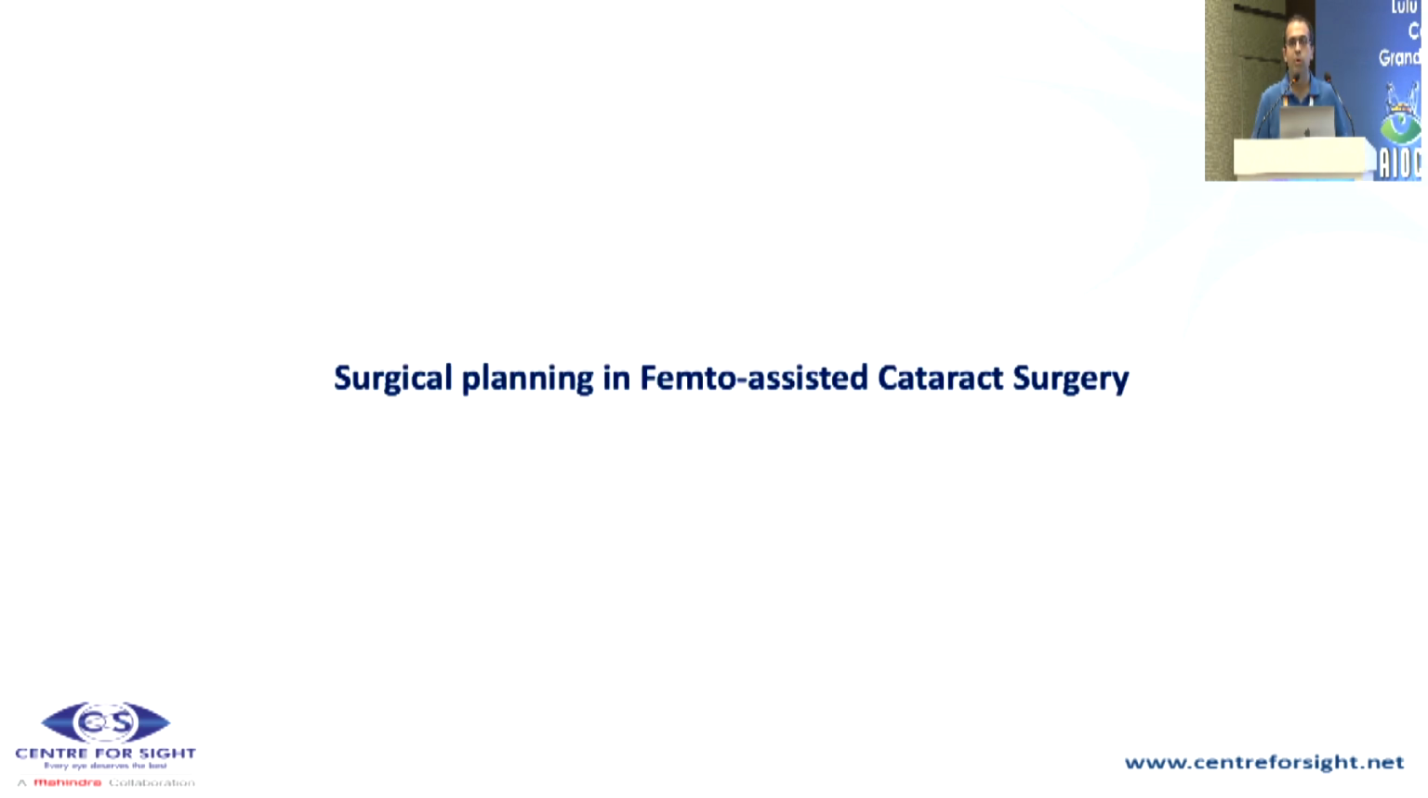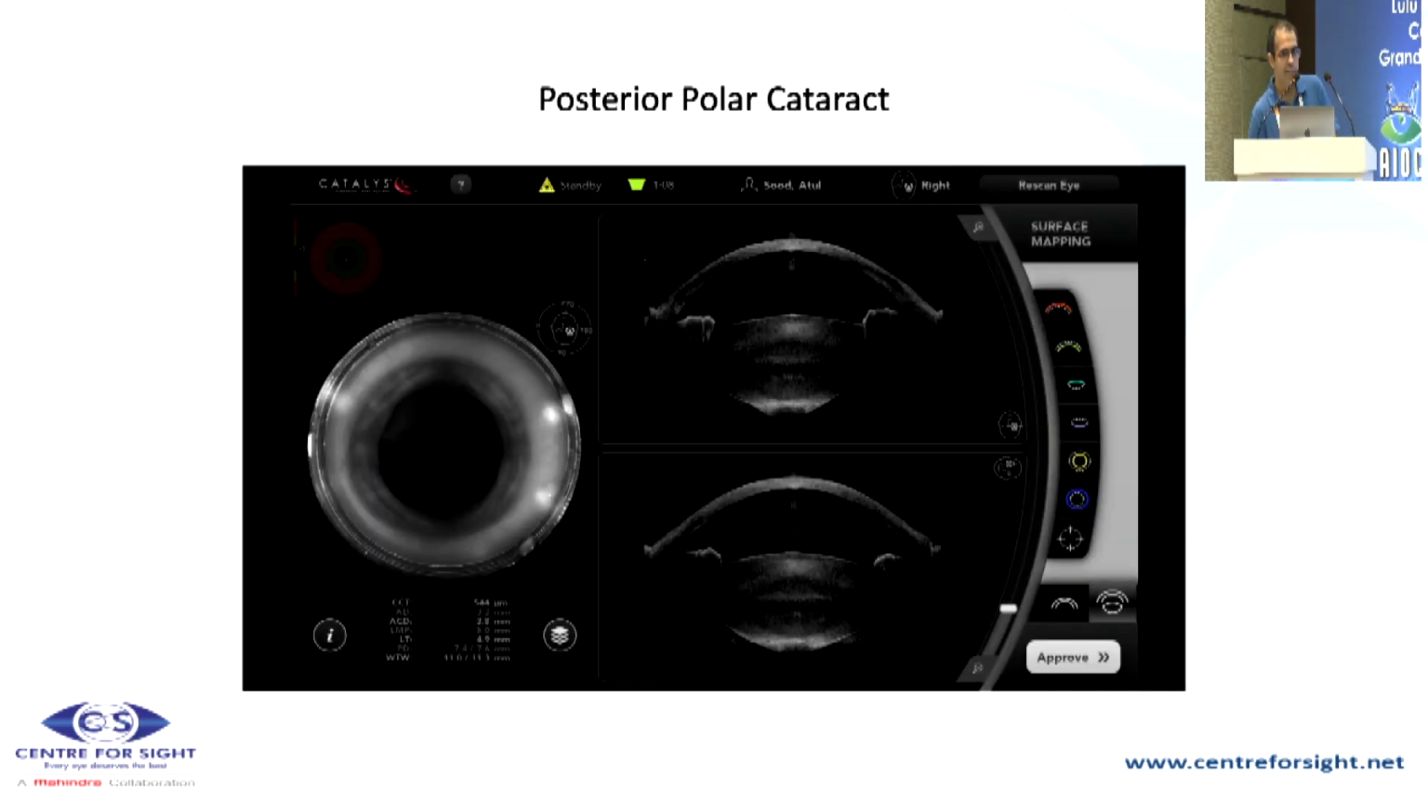So we can use this also to surgically manage our femto cataracts. So we've done extensive work on posterior polar cataracts. We can see that this patient, if you see the inbuilt OCT in the Catalys system, you can see that in the posterior pole, there is an area of discontinuity showing that on table, this patient is likely to have a posterior capsular rupture. We have also published this.